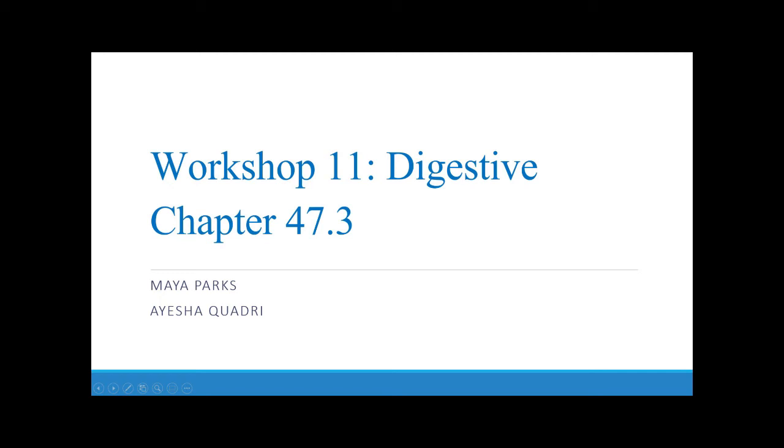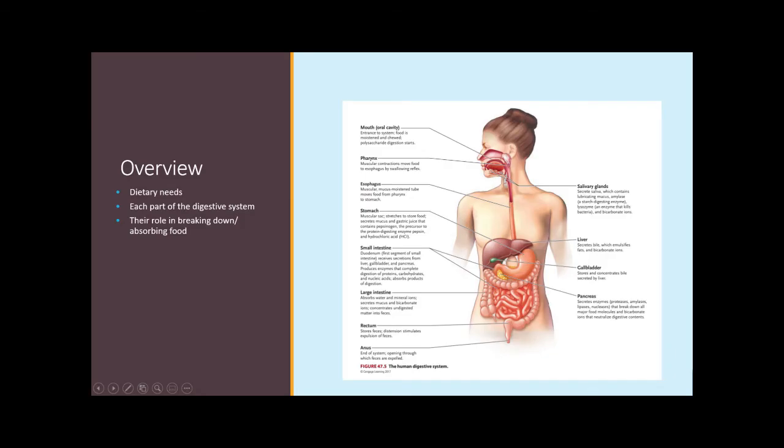Maya and I are going to cover 47.3. First, let's start off with a quick overview of this section. We're going to go off first with talking about dietary needs, types of minerals and vitamins, the amino acids and fatty acids that are required and that you receive energy from. And then from there, we're going to go through each part of the digestive system, so the function of each organ and the whole digestive tract. And from there, we're also going to be going over the role and breaking down and the absorption of food.